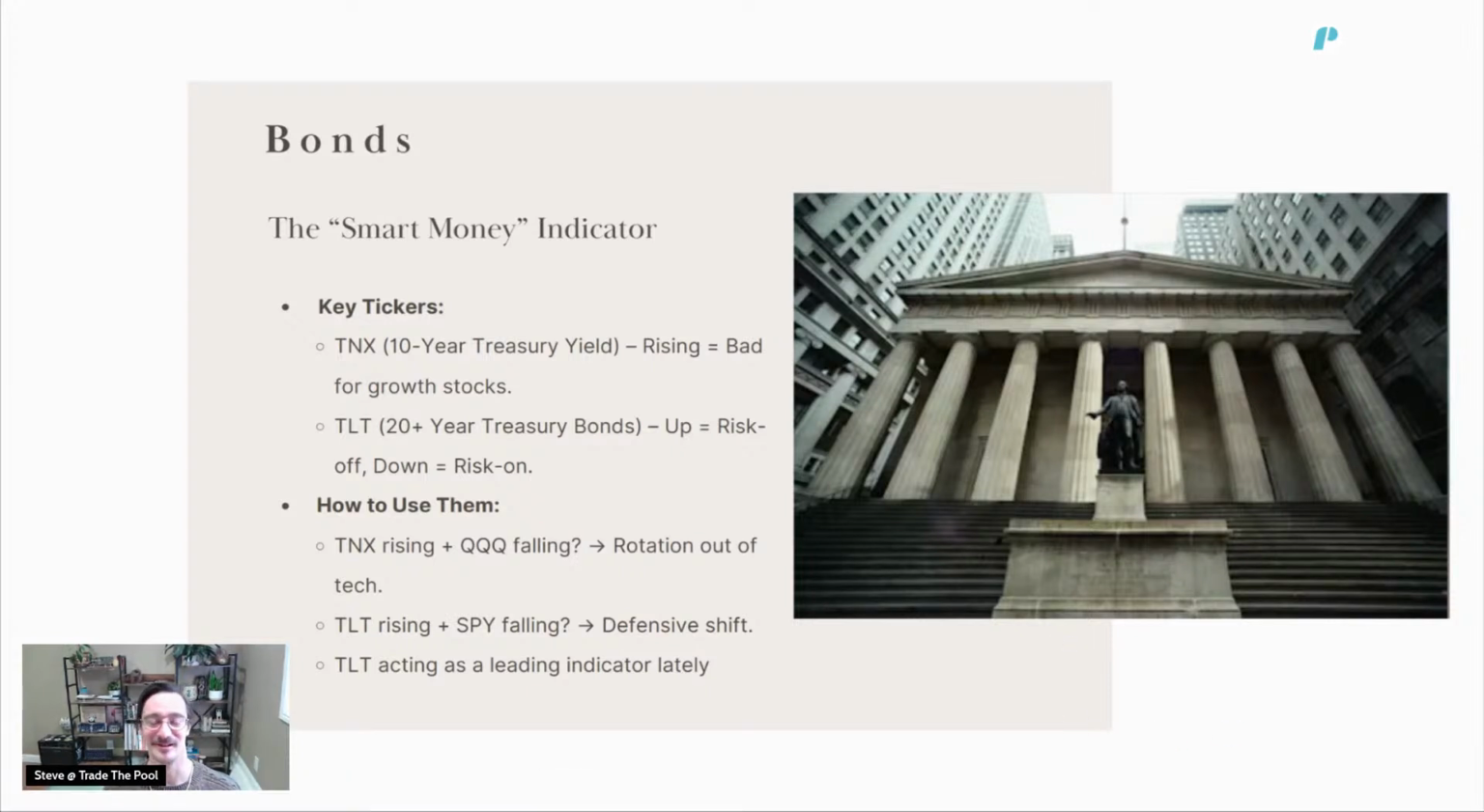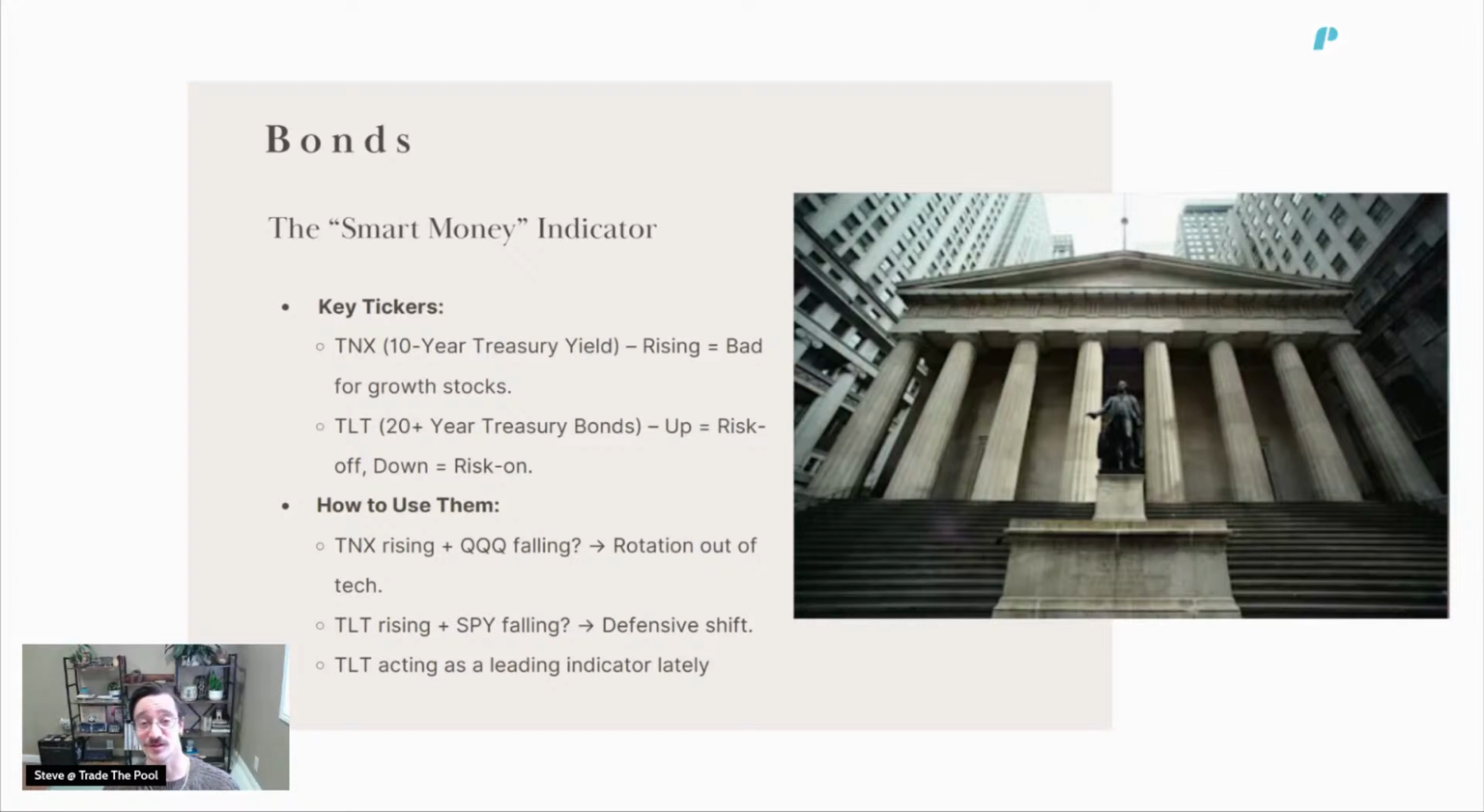I appreciate that. So the key tickers are TNX. We have the 10-year yield, and rising in general equals bad for growth stocks. And if TLT is up, it's usually risk off, and down is risk on. So in general, there's an inverse correlation between these bonds and their yields and the market, because as the market gets more risky and people are saying the risk-reward really isn't there in SPY or Qs, they're going to look for safer places to put that money. And that usually is in bonds, because it's hard to bet against America long term. We've been doing very well for a very long time.